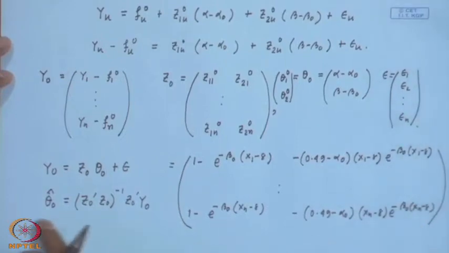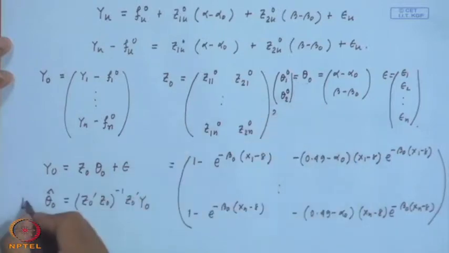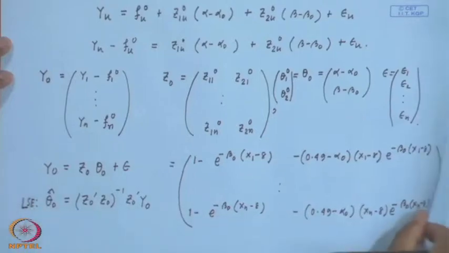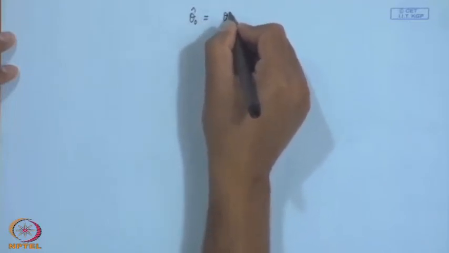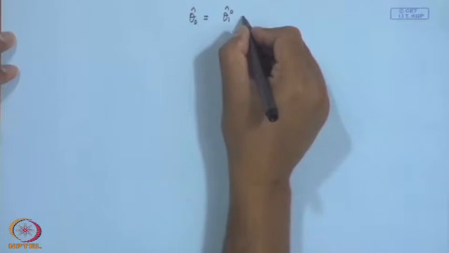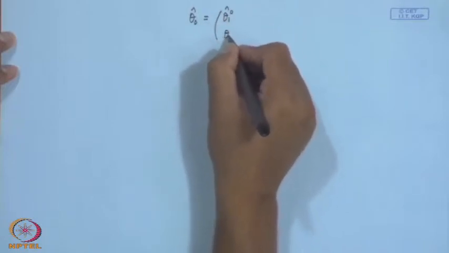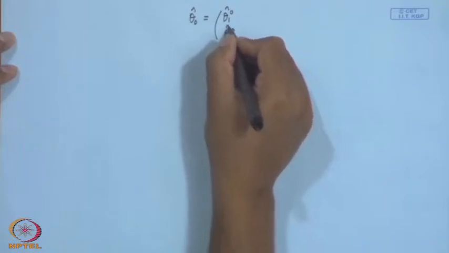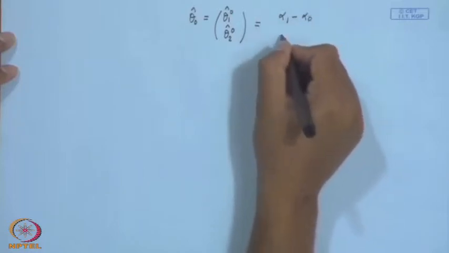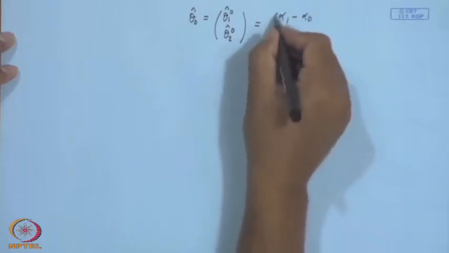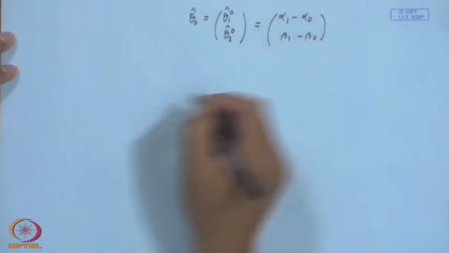Well, so we have found the least squares estimate of theta naught. What we have observed is that we got theta naught hat, which is equal to theta 1 naught hat, theta 2 naught hat, that is alpha 1 minus alpha naught, beta 1 minus beta naught. So, these are the estimates of all these things.